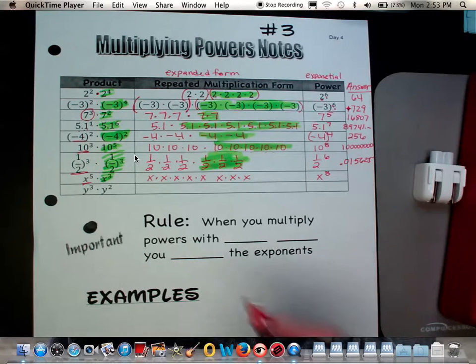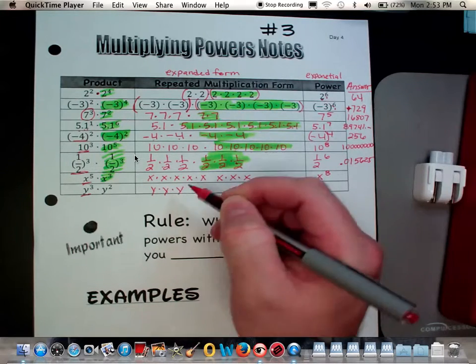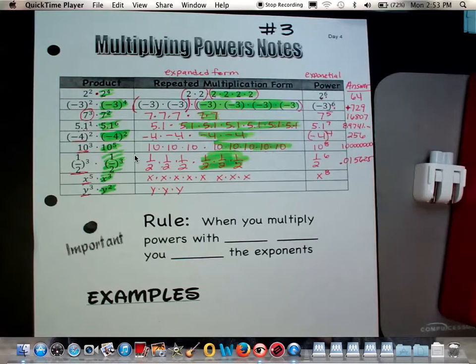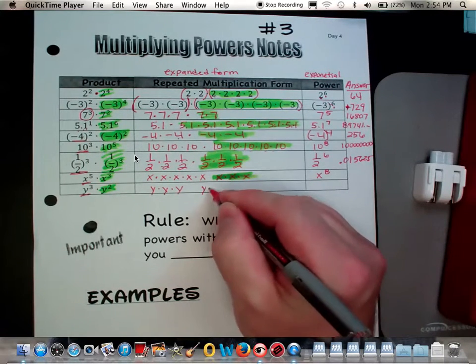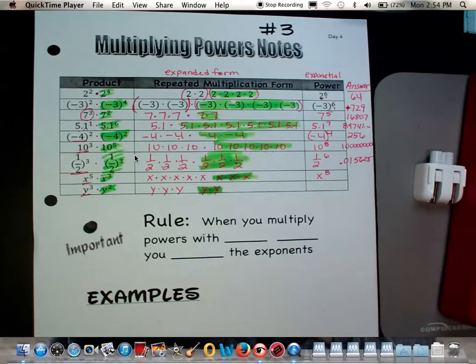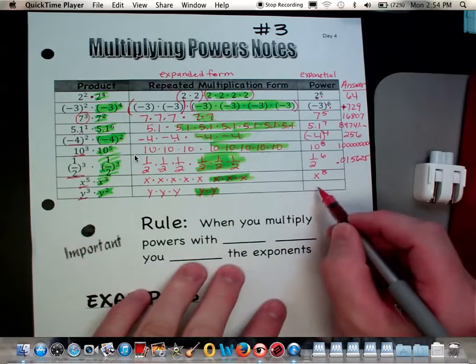Okay? One last one here. I got y to the 3rd. Expand that guy out. And then I'm going to expand y to the 2nd power. Color code him too. Y. There we go. Now how many do I got? Well, I got 3 and I got 2. It's 1, 2, 3, 4, 5. Y to the 5th power.